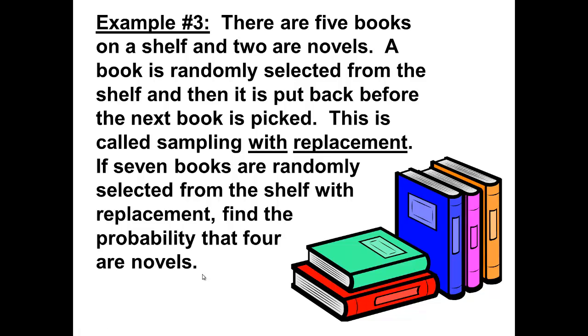There are 5 books on a shelf and 2 are novels. A book is randomly selected and then it is put back before the next book is picked. This is called sampling with replacement. If 7 books are randomly selected from the shelf with replacement, find the probability that 4 are novels.